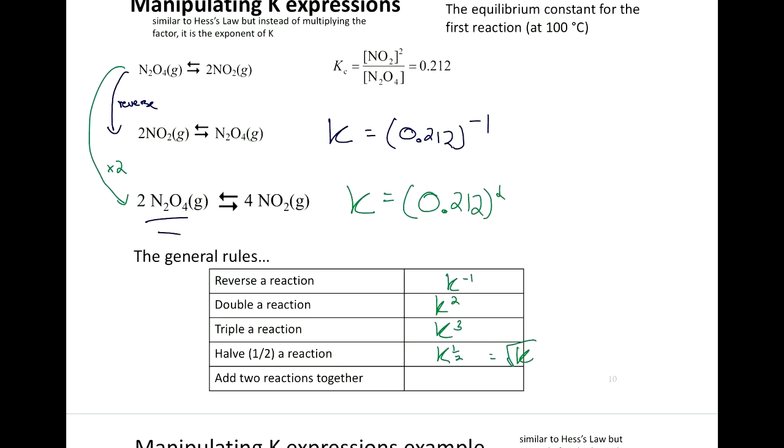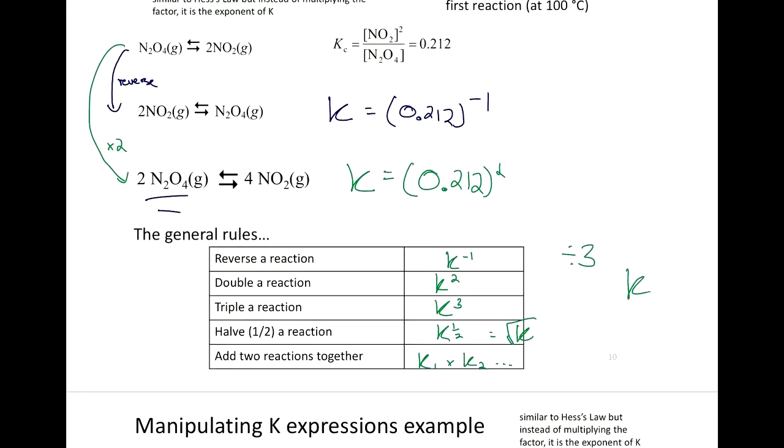All right, what if you add two reactions together? You multiply those K values together, no matter how many you're adding together. What if I reduce a reaction by 1/3? What do you think? You can think of the third root, but I don't want to spend time on the exam looking for where the cube root button is on my calculator. So instead, recognize that a cube root is the same as taking K to the 1/3.